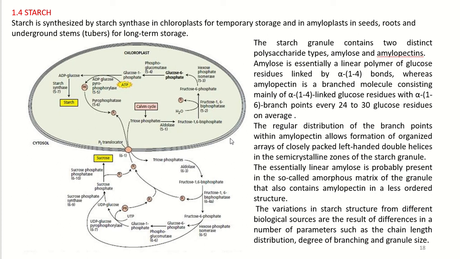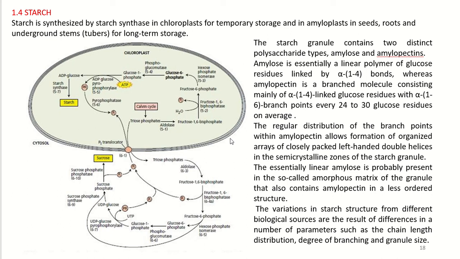Amylopectin has residues with alpha 1,6 linkage; wherever you find an alpha 1,6 branch point, it occurs every 20 to 30 glucose residues on average. The regular distribution of branch points within amylopectin allows the formation of an organized array close to a packed left-handed double helix in the semi-crystalline zones of the starch granules. Essentially linear amylose is probably present in the so-called amorphous matrix of the granule, which also contains amylopectin. As I said, the 1,6 linkage gives less ordered structures.